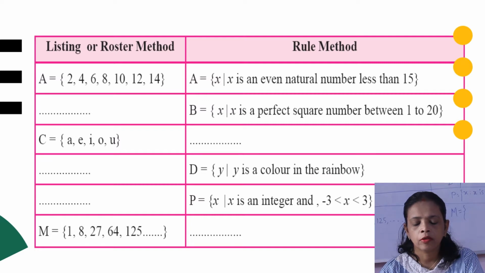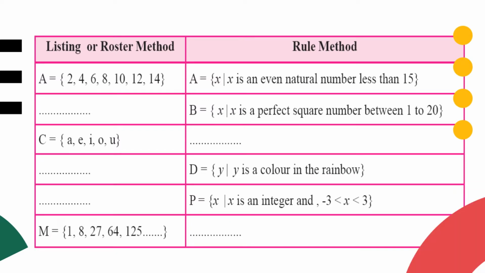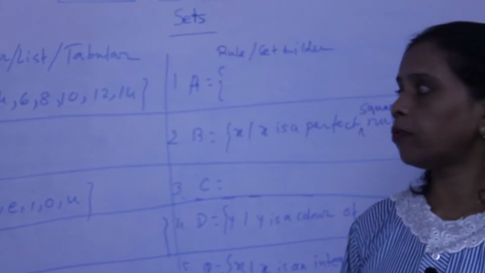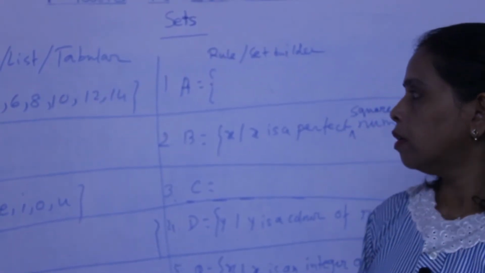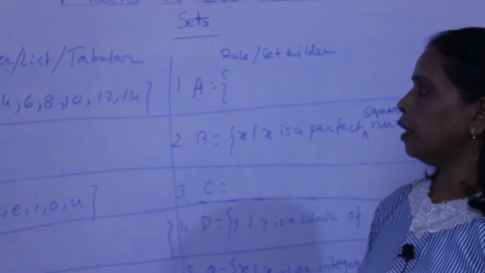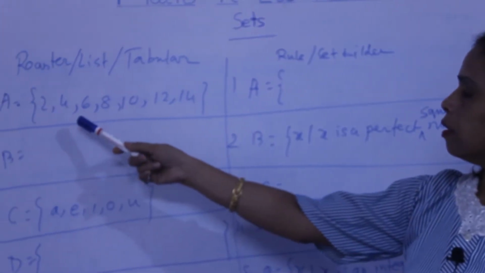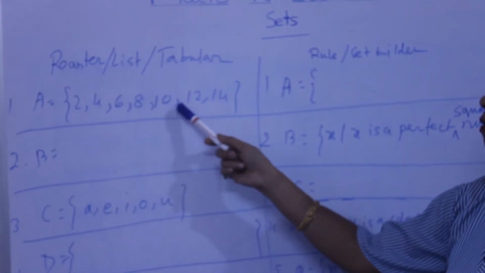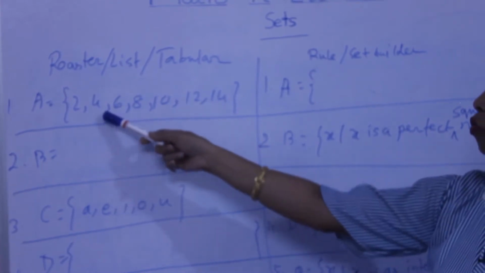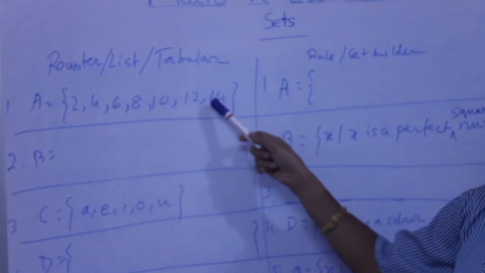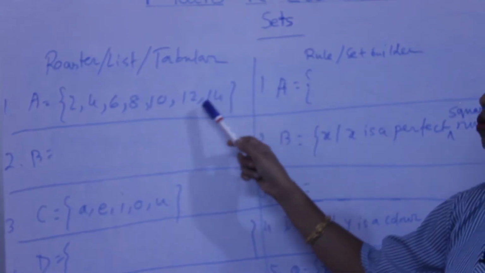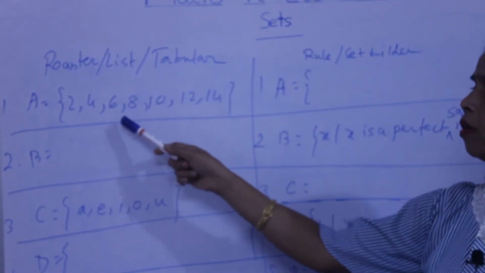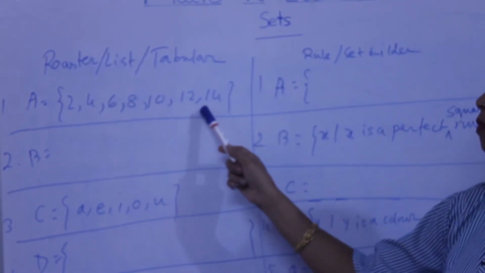Let's solve some problems on writing of sets. Now we have a look at the questions. Now students, let's solve some problems. Here some elements are given for set A: 2, 4, 6, 8, 10, 12 and 14. So students, we observe that these are all even numbers.